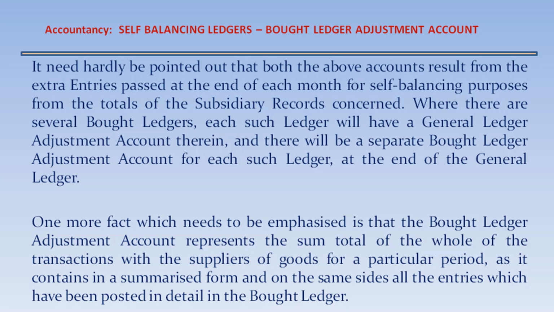One more fact which needs to be emphasized here is that the BAT ledger adjustment account represents the sum total of the whole of the transactions with the suppliers of goods for a particular period, as it contains in a summarized form, and on the same sides, all the entries which have been posted in detail in the BAT ledger.